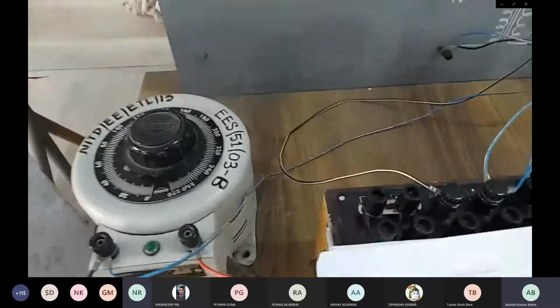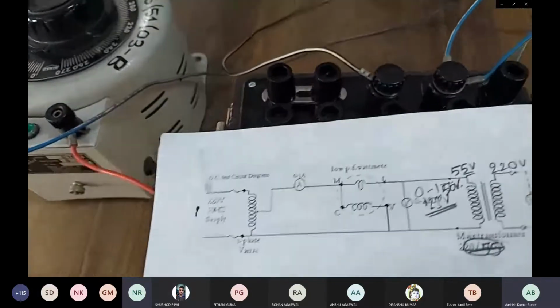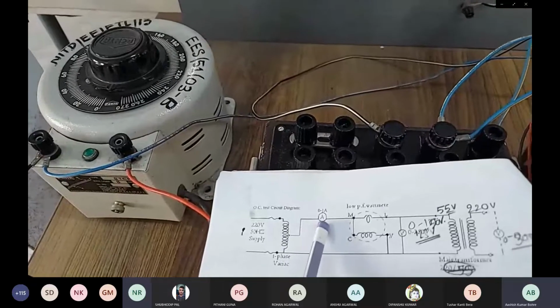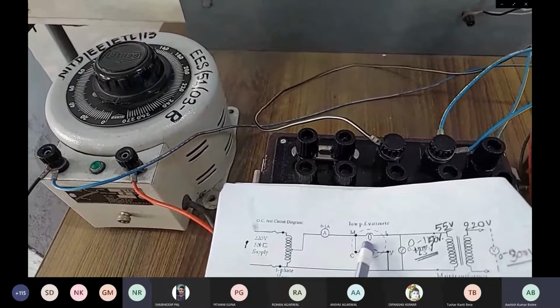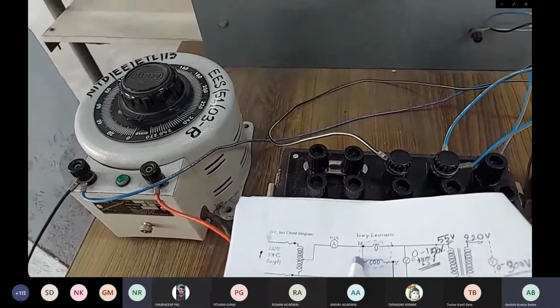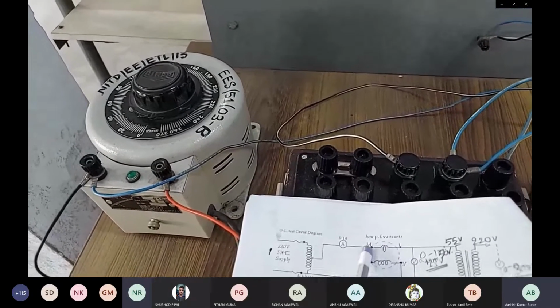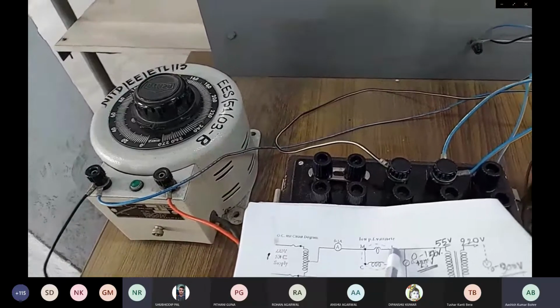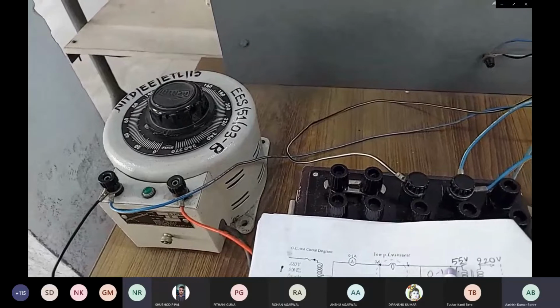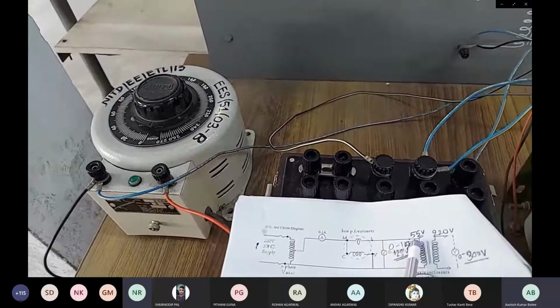After the single phase variac, here you can see the ammeter, and it should be in the 0 to 1 ampere range. After that, the M terminal of the wattmeter, and M to C short. Okay, M to C short. After that, C is common, and L means the load side, where the load will connect. So the L terminal you have to connect to the primary winding, the 55 volt side.